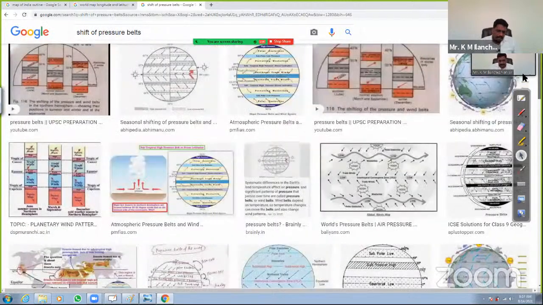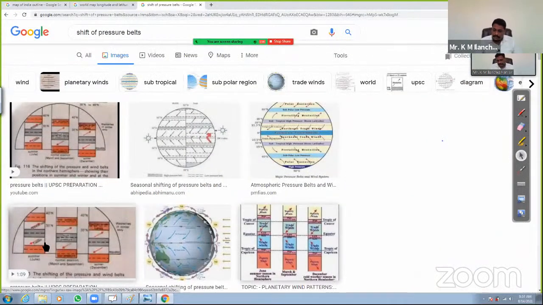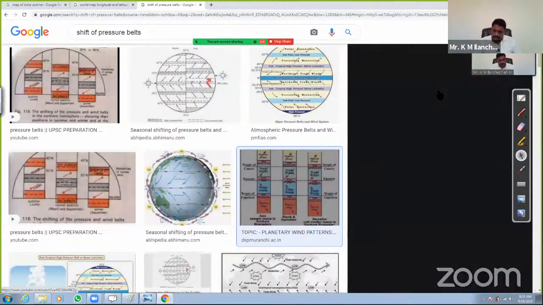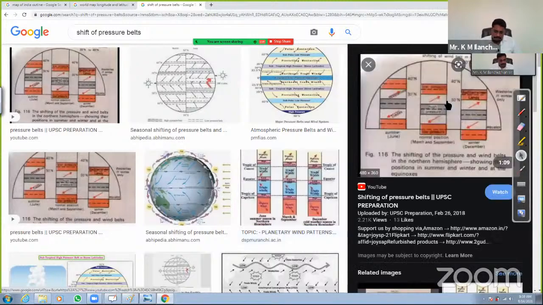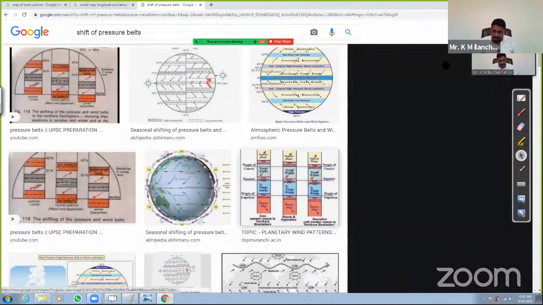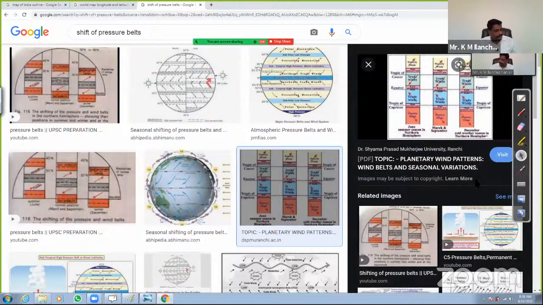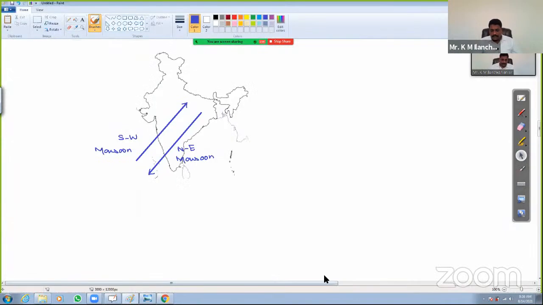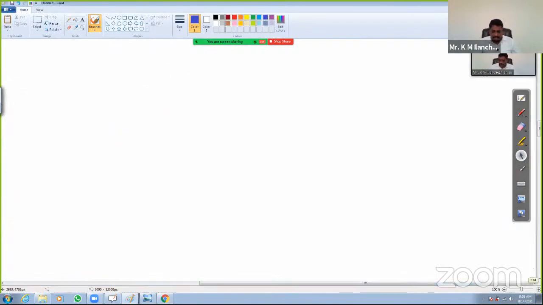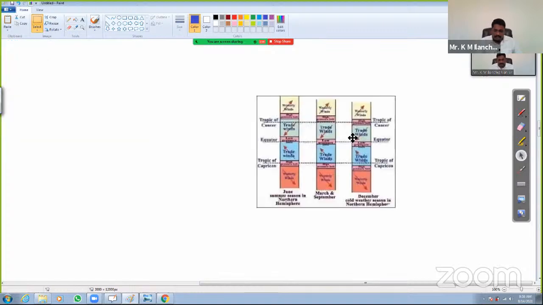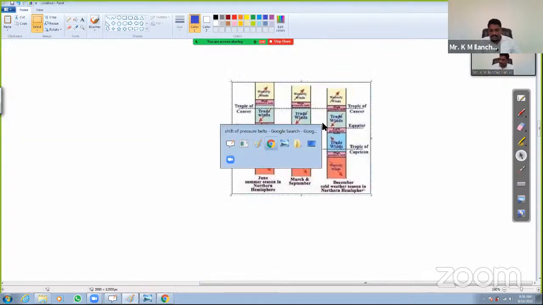See this particular diagram. So somewhere I want you to understand this: pressure belts will shift from time to time. In the respective summer and winter, these pressure belts will shift.